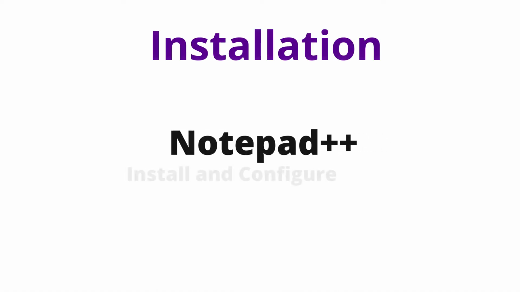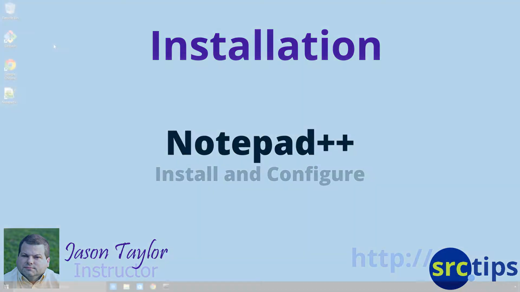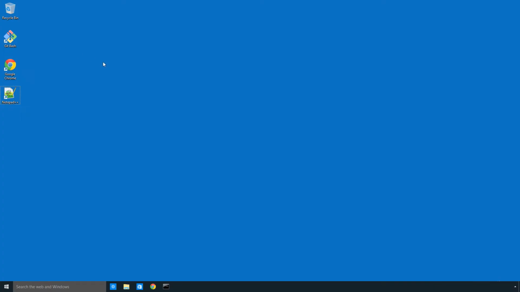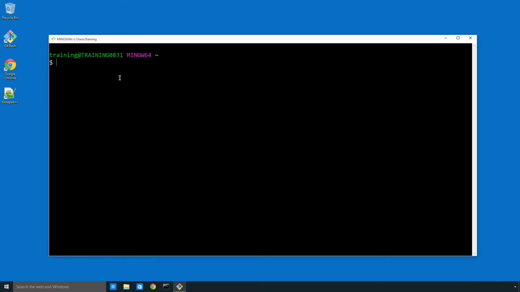Welcome. In this video, we're going to configure Notepad++ to run from within our command environment. I'm going to be demonstrating this with Git Bash, but this will work equally as well with the Windows command prompt or PowerShell. To demonstrate what I mean, I'm going to fire up Git Bash and try executing Notepad++ from the command line. So type Notepad++, then press Enter.